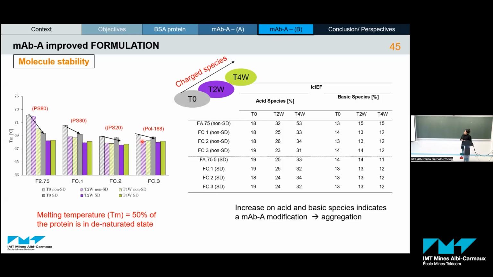And now, in terms of the charged species, basic and acid species, we can observe that, yes, there's an increase during the stability test, but between the different formulations, there is no separating factor that can lead us to think one is producing more or fewer acid or basic species.